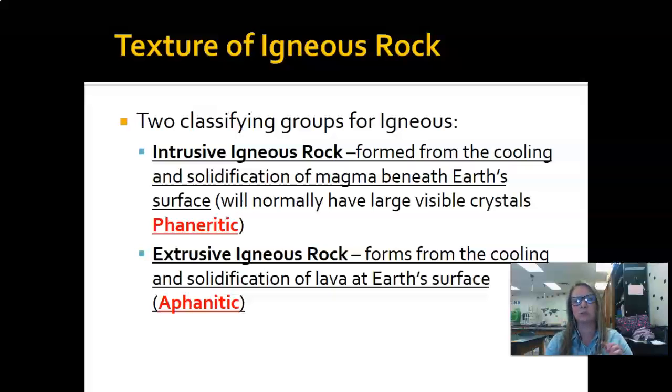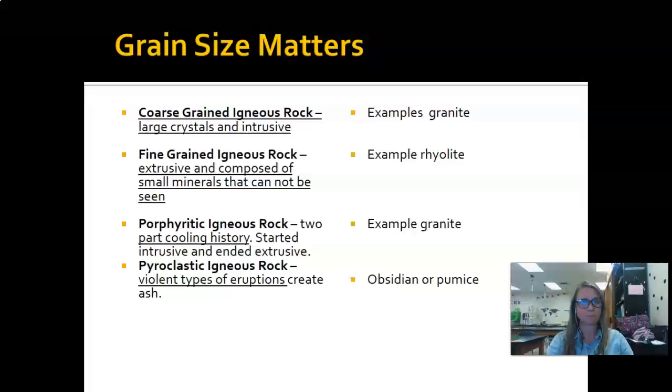So normally intrusive rock has really, really big crystal structures, and extrusive does not. They have much smaller ones. And then sometimes they don't have any at all, because it cools so quickly that the minerals in there are not even able to crystallize.